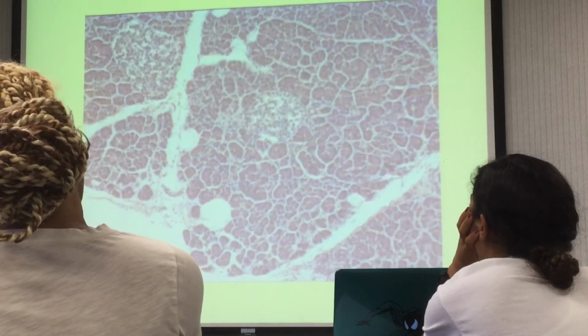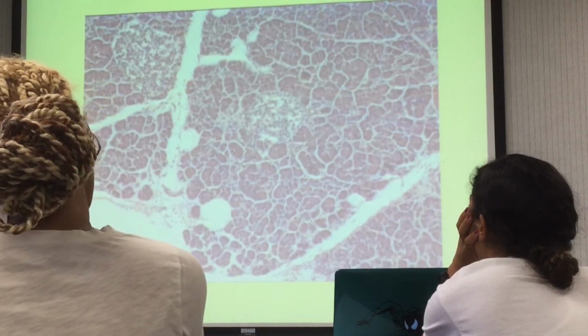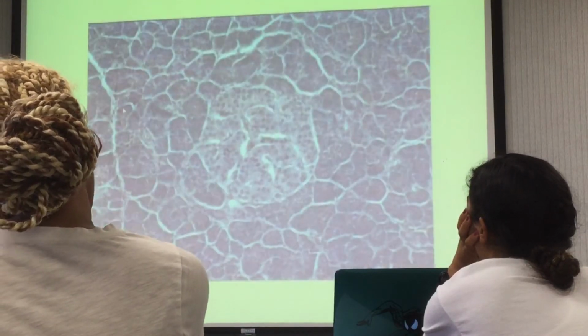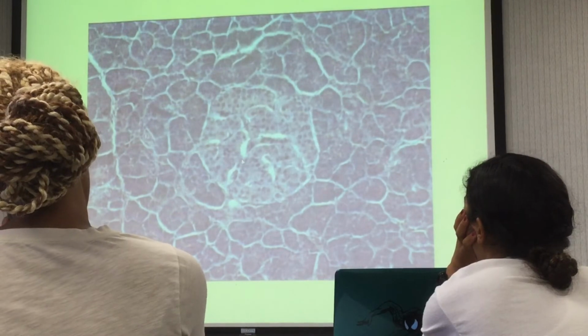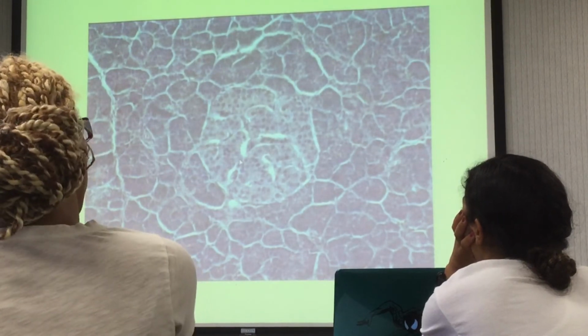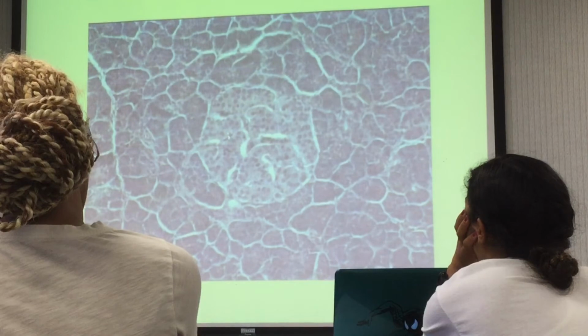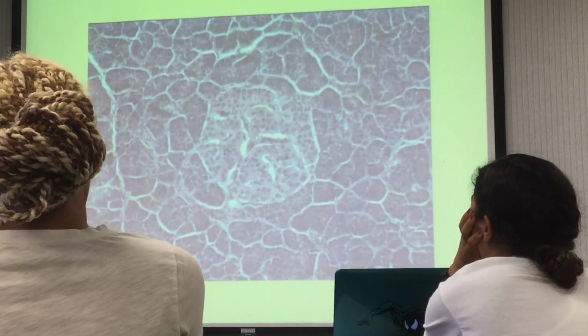Hurry up. It's a pancreas, right? What is this? Hey, you need to know this. This is important. You have to know. Islets of Langerhans. Islets of Langerhans.